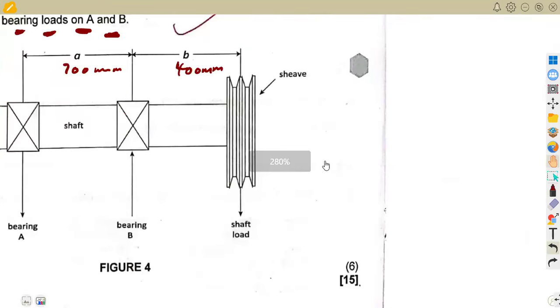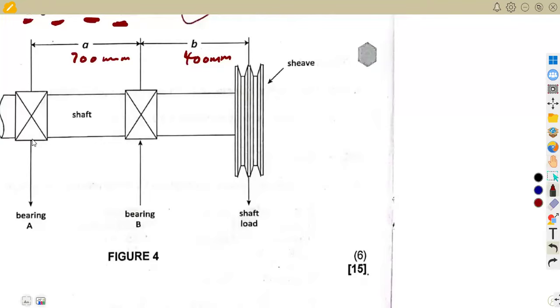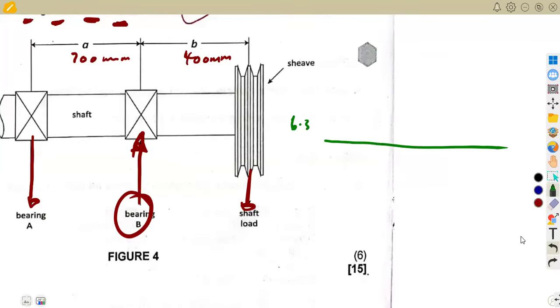Remember your moments from your N2. So whatever that is facing down like this, it is what? It is a point load. So bearing A, it's a point load. The shaft load there, it's a point load. But bearing B is facing up, so that one is a support. So meaning to say we can just have a sketch of our diagram. In this case, we can just have it as a horizontal beam like this. Then, okay, guys, we just need something that is horizontal there.